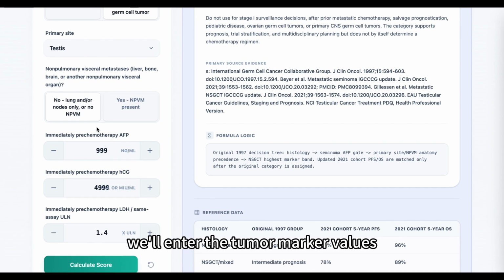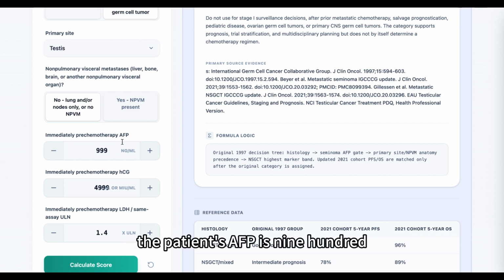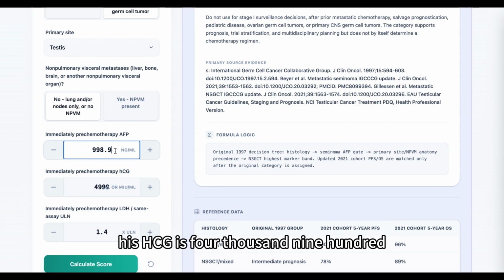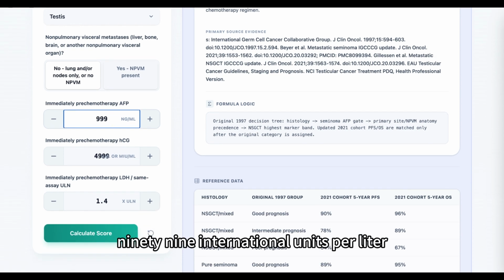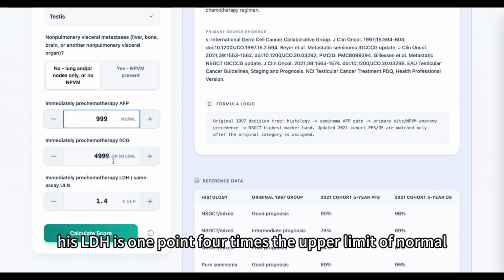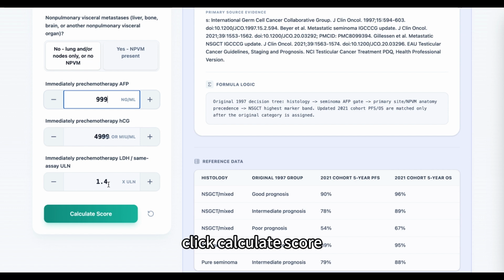Next, we'll enter the tumor marker values obtained immediately before chemotherapy. The patient's AFP is 999 nanograms per milliliter. His HCG is 4,999 international units per liter. His LDH is 1.4 times the upper limit of normal. Once all the required information has been entered, click Calculate Score.